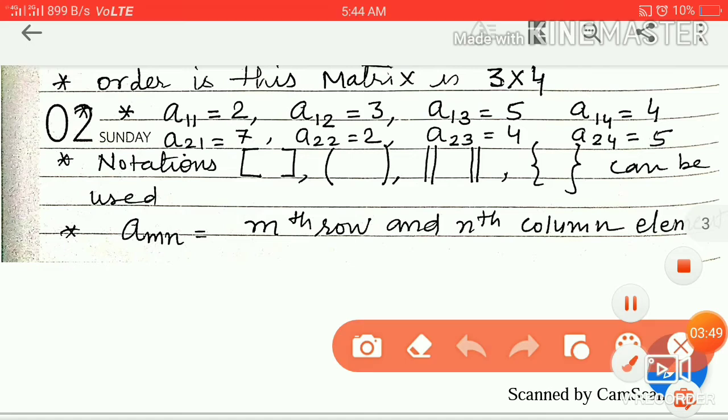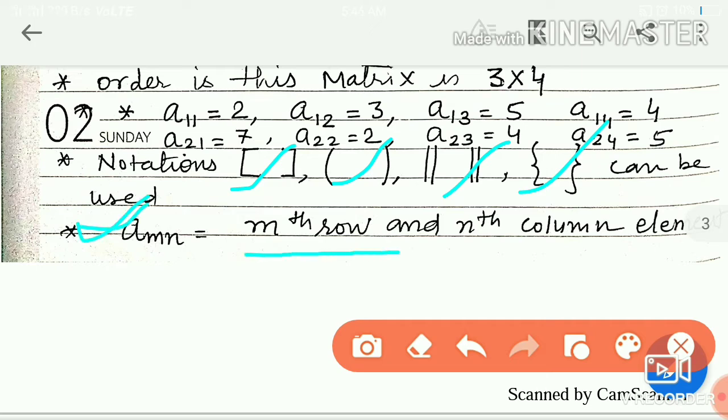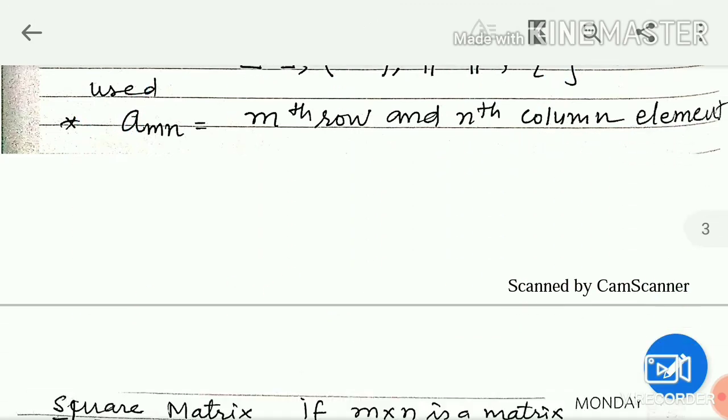And we can represent the matrix in many formats. Here the format may be this type of bracket, this double-line bracket, or a curly bracket, which can be used to represent a matrix. Here Amn is given to you. Amn means the element of the mth row and nth column.